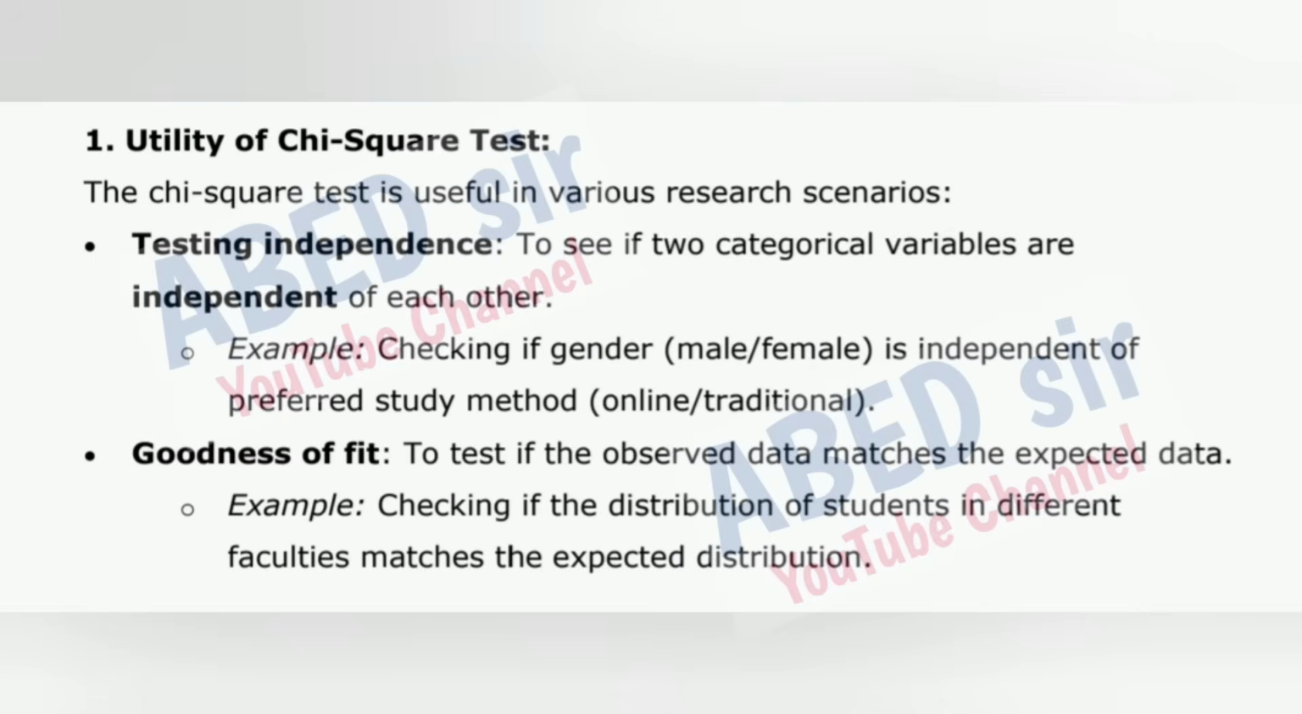1. Utility of Chi-square test. The Chi-square test is useful in various research scenarios. Testing independence to see if two categorical variables are independent of each other. Example, checking if gender, male-female, is independent of preferred study method, online or traditional. Goodness of fit to test if the observed data matches the expected data. Example, checking if the distribution of students in different faculties matches the expected distribution.